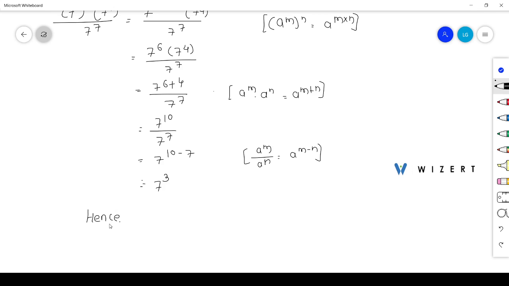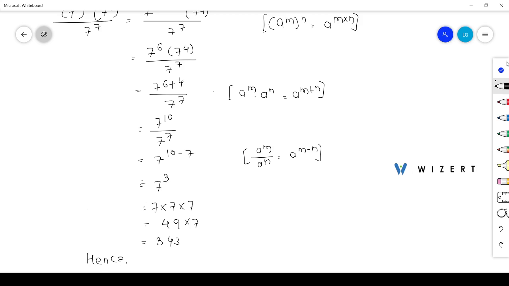Hence, let us solve this 7 to the power 3 by multiplying this 7 3 times. So it is 49 into 7, which means 343. Hence our answer is 343.